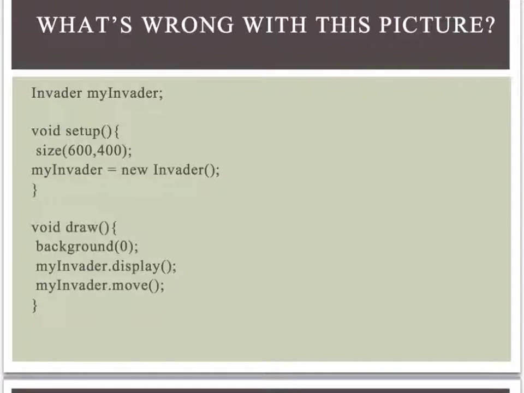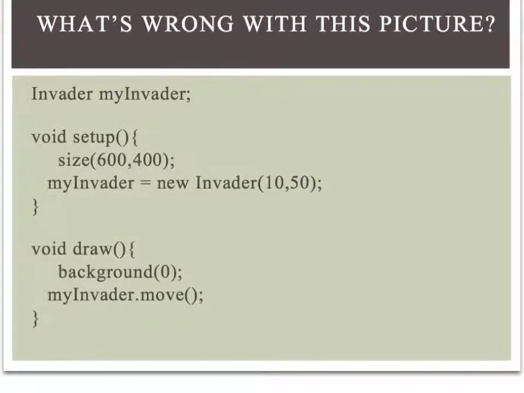So what's wrong with this picture? If you notice that the invader doesn't have any data that specifies where it is, the constructor doesn't have those two variables for its location, that's what's going on here. The invader doesn't know where it's supposed to appear on screen, so you'll probably get an error if you tried to run this code.